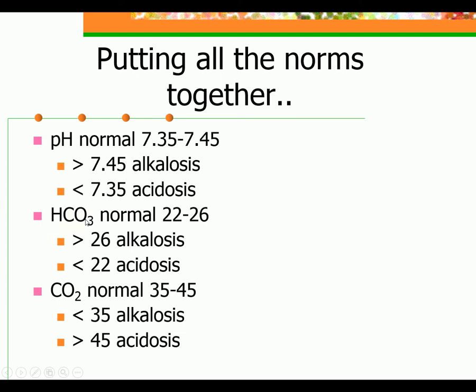Bicarb. What did you think? I thought kidneys. I thought metabolic. Normal, 22 to 26. This is my base part. So if I have more of it, I'm going into alkalosis. If I've got less of it, less than 22, I'm going into acidosis. CO2, that's my acid part. I thought lungs, respiratory. Normal's 35 to 45. So if this is my acid part, if I've got more of it, I'm going into acidosis. If I've got less of it, I'm going into alkalosis.